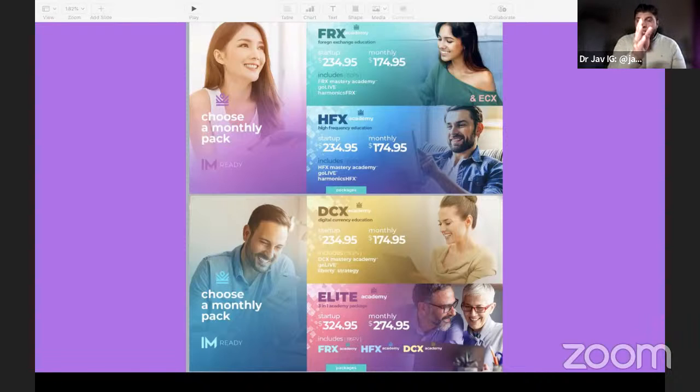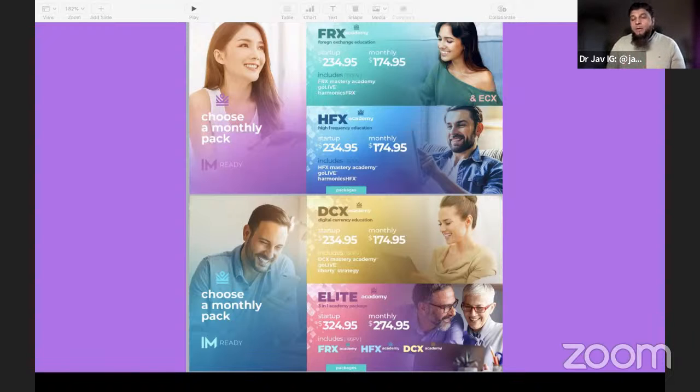Now, when you look at those monthly fees there, you don't necessarily have to pay them, because we have something known as a scholarship scheme, whereby if you recommend 2 people to our platform, then you will not need to pay that monthly fee. The Frx Academy is the traditional foreign exchange academy, and that is at $235. The HFX Academy will teach you how to become a high frequency trader through, for example, binary options.